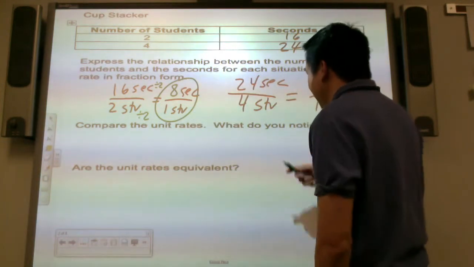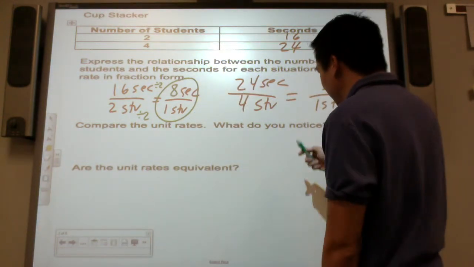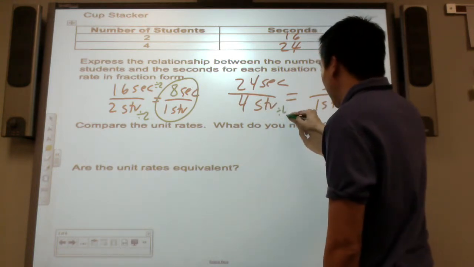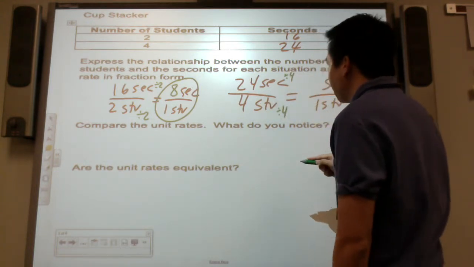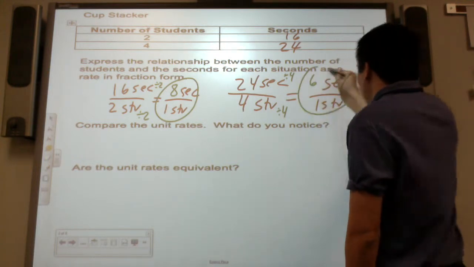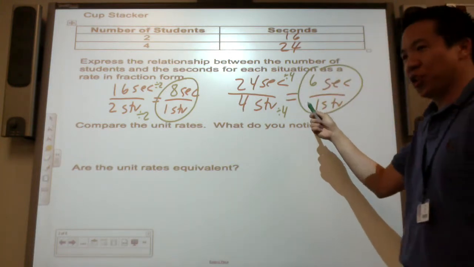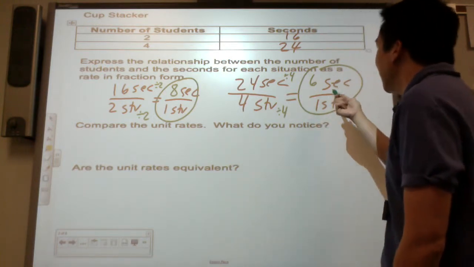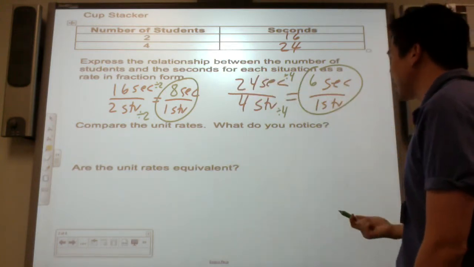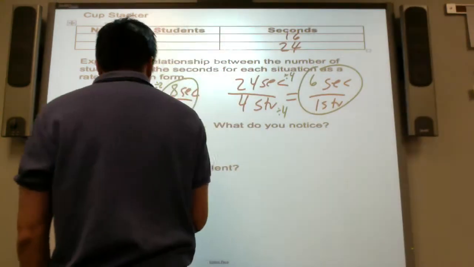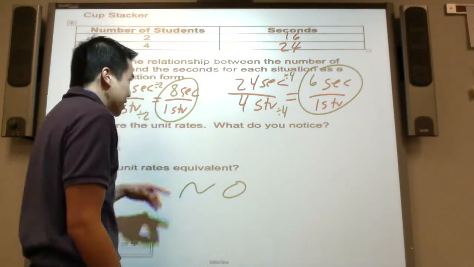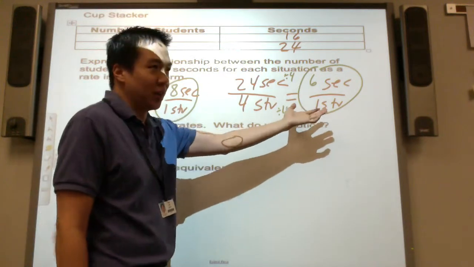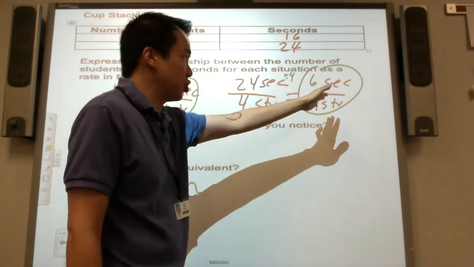What about this side? If you take 4 students, how do you break it down to 1 student? Divide by 4. So 24 seconds divided by 4 is 6. So, 4 students, for some reason, can do it at a faster rate than 2 students, because they only took 6 seconds per student. Are they equivalent? No, because this group of students is much slower than this one. It's 2 seconds slower per student than that group.